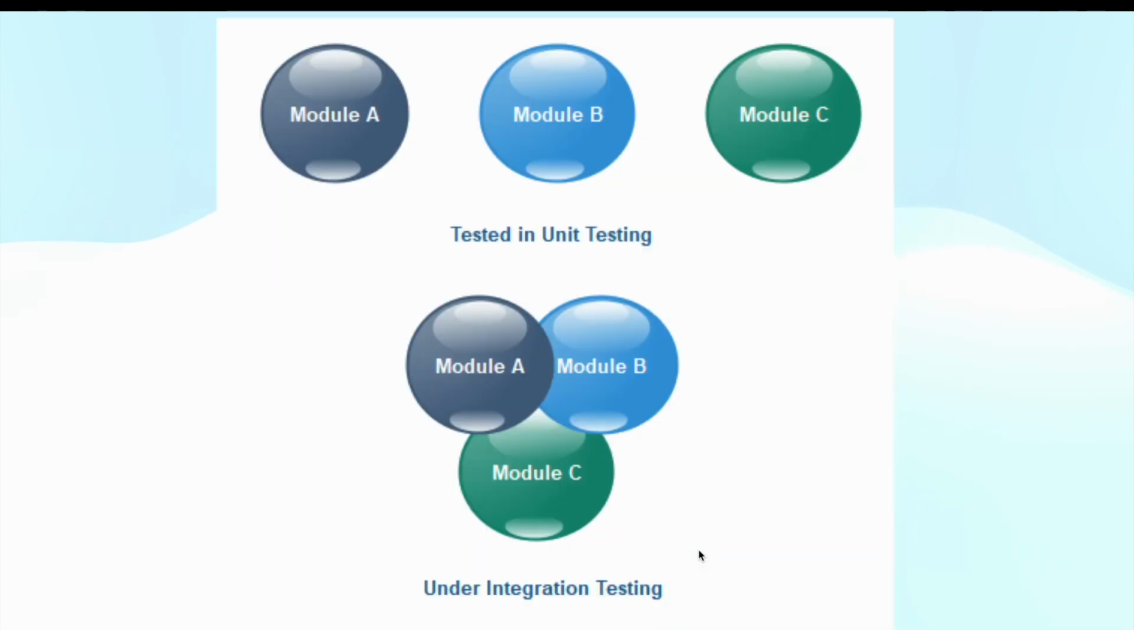Here we can see the difference between unit testing and integration testing. In unit testing, there are 3 modules, that is module A, B and C, and those are individually tested. But in integration testing, there are also 3 modules, but those 3 modules are integrated with each other. So the common parts of modules A and B, A and C, and B and C, these 3 common parts will be tested as part of integration testing.